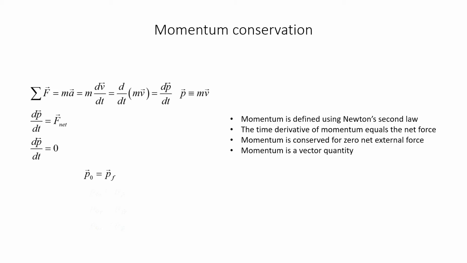Also, momentum is a vector quantity. That means that we can write the components of the conservation of momentum. Each of these components can be separately conserved if the net force is zero in those components.